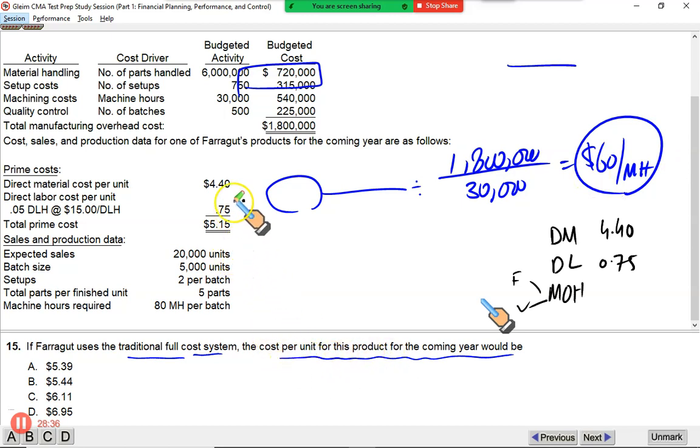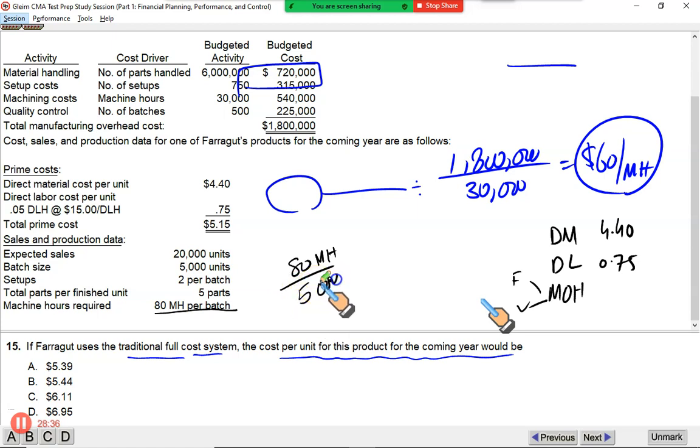Look at this. It says expected sale 20,000, batch size 5,000, 2 setups per batch, each batch requires 2 setups, total parts per finished product 5. This is what we are interested in: 80 machine hours per batch. I don't need it on a per batch basis, I need it on a per unit basis. So if there are 80 machine hours per batch, how many units are there in one batch? 5,000.